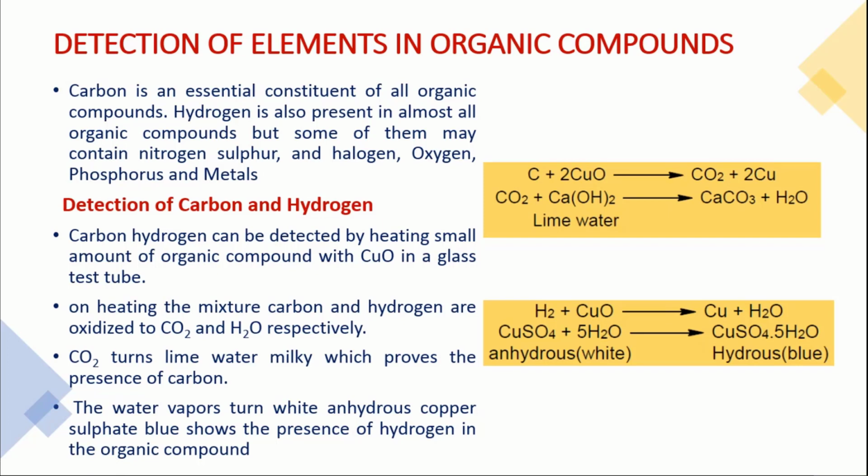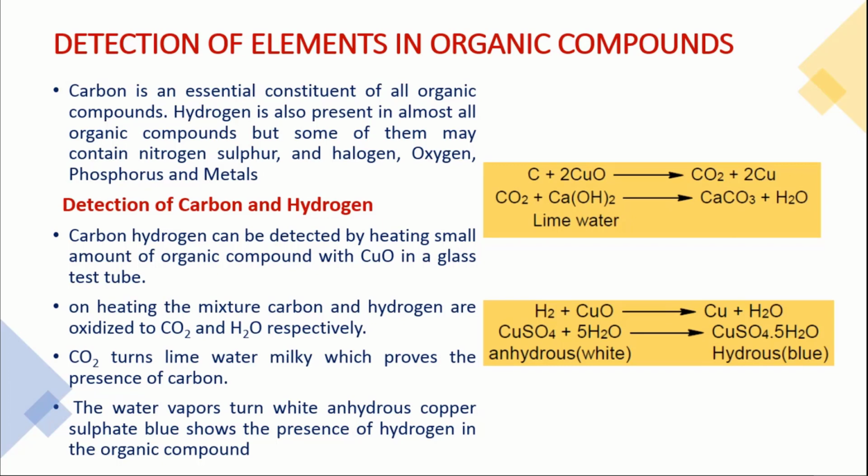On the other hand, the presence of water is confirmed by adding anhydrous copper sulfate, and that anhydrous copper sulfate is white in color. So when there is water, it will combine with the copper sulfate and convert it to hydrous copper sulfate. Now its color is changed from white to blue. So the conversion of white copper sulfate to blue copper sulfate shows that there is a formation of water molecules. And the formation of water molecules is in turn from the hydrogen. So this is the detection that the organic compound contains carbon and hydrogen.